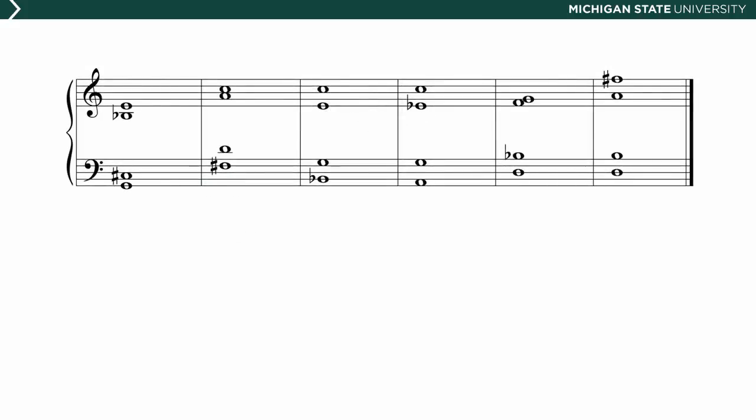Here are 6 more 7th chords, this time built on the grand staff. All of them are in open position. So the very first one, let's figure it out. If the root were G, the notes would be G, B, D, and F.